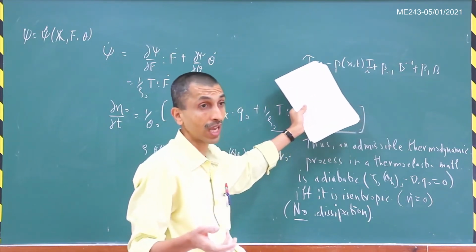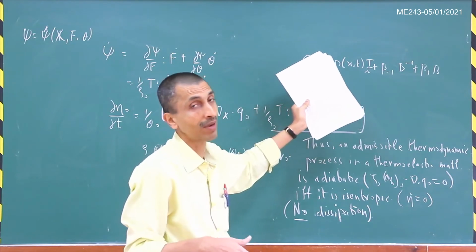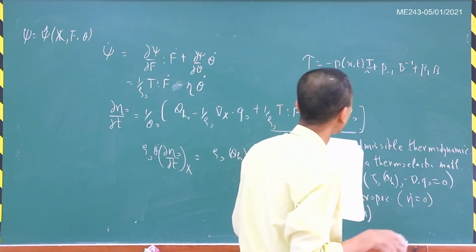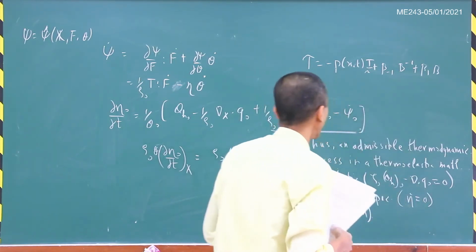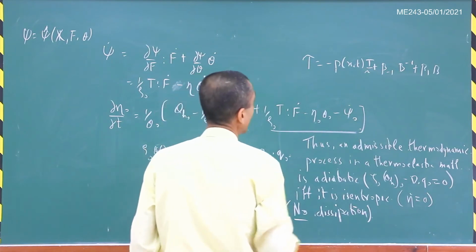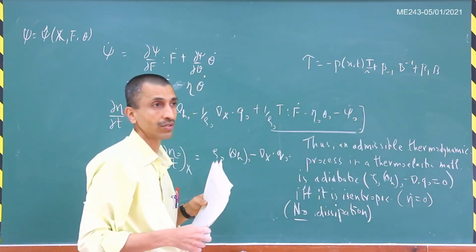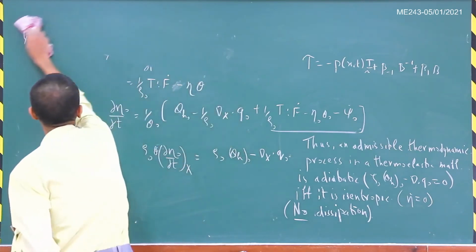But of course it can be determined using the balance of linear momentum and the appropriate boundary conditions. But given B, you cannot find out p of x comma t. So that is the effect of having a constraint like an incompressibility constraint. So let us look at how to derive that now.